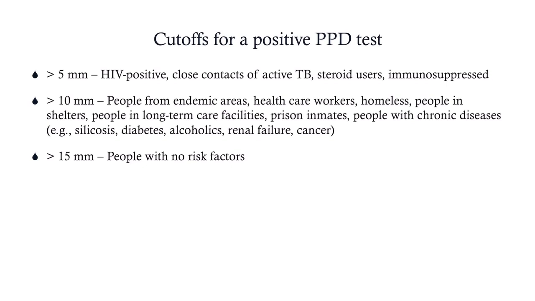Okay, so this is how I like to think of it. More than 5 millimeters, sick people or close contacts. More than 10 millimeters, people at very high risk. So people from endemic areas, healthcare workers, that's a big one because that's going to constitute most of the people. Healthcare workers are always getting these tests done, usually like every 2 years or so. Homeless people, people in shelters, people in long-term care facilities, prison inmates, and people with chronic diseases. And then more than 15 millimeters is people with no risk factors.